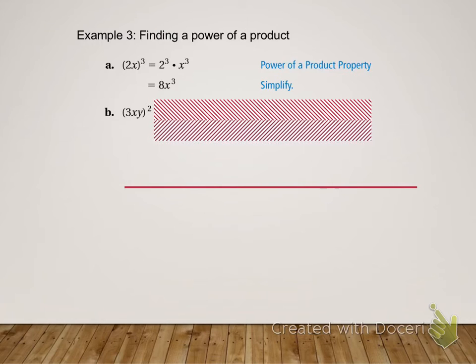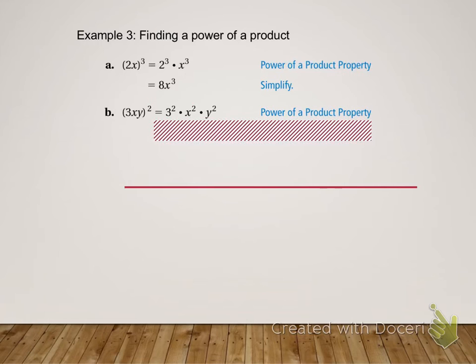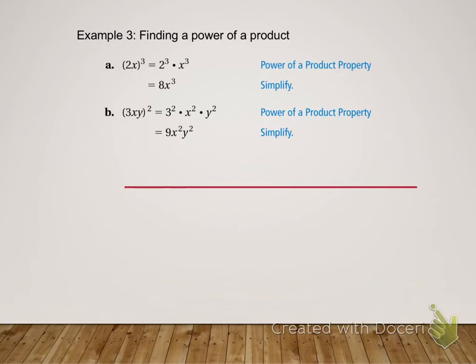Now on letter B here, we've got 3xy all squared. So again, according to the power of a product property, I'm going to take each one of those terms and square it. So I've got 3 squared times x squared times y squared. Well, we know 3 squared, that's 3 times 3, so it's just 9. So then we can simplify and get 9x squared y squared.